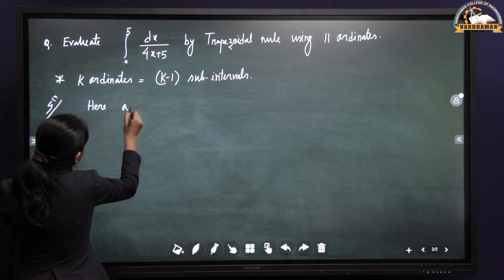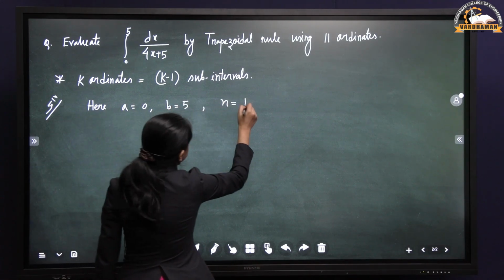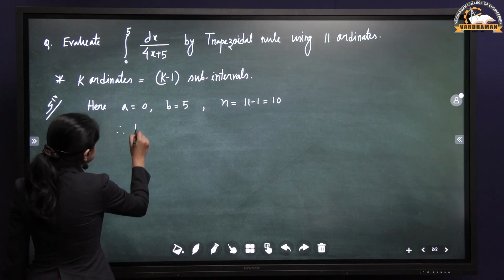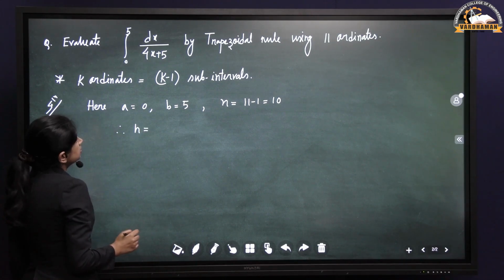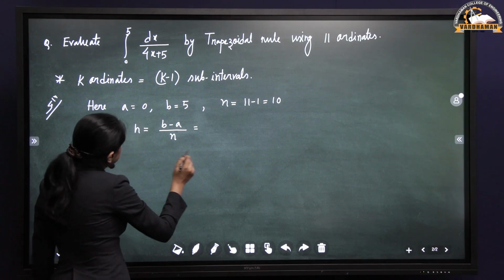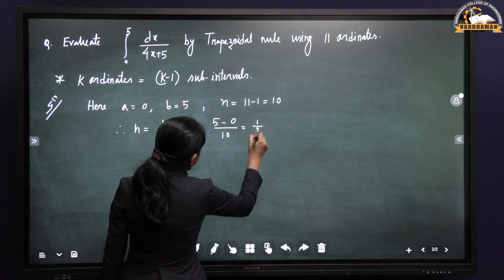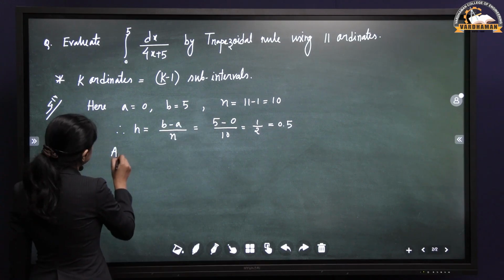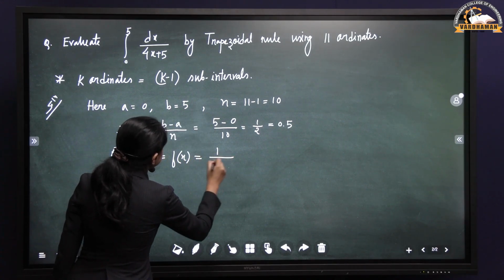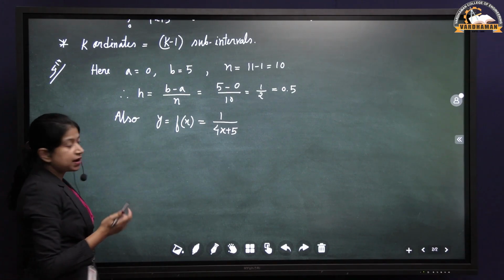Okay, here a equal to 0, b equal to 5 and n equal to 11 minus 1, that is 10. Now we know that the step size h is given by (b minus a) by n. So we will get (5 minus 0) by 10, 1 by 2, that is 0.5. Also y equal to f of x is equal to 1 by 4x plus 5. Now we need to find the x and y values.